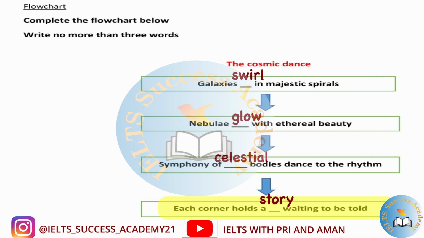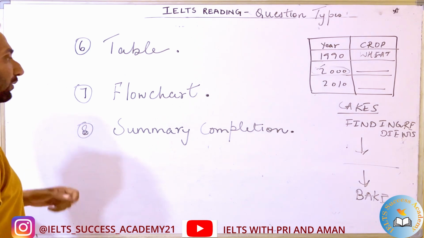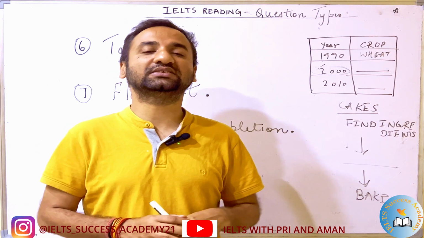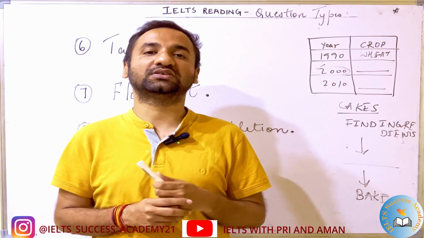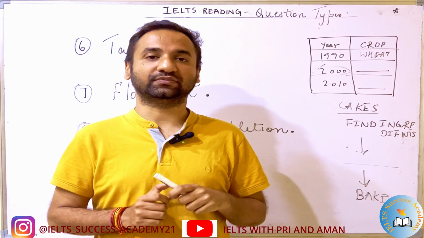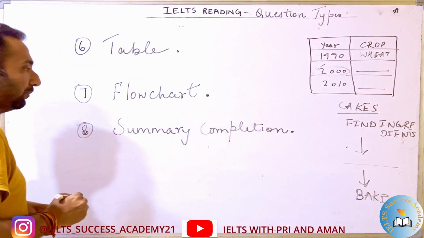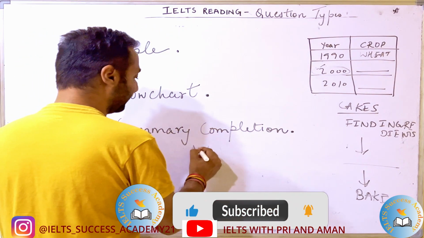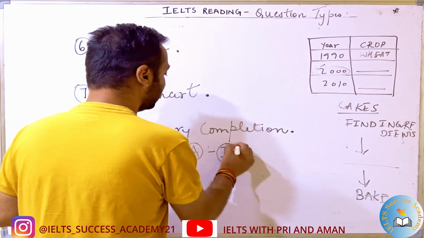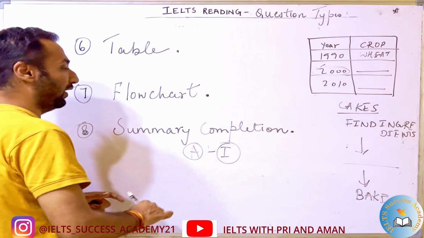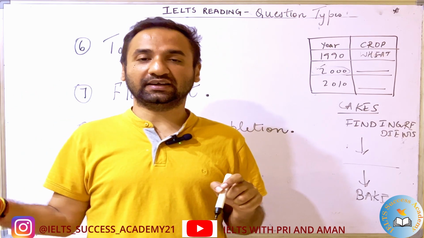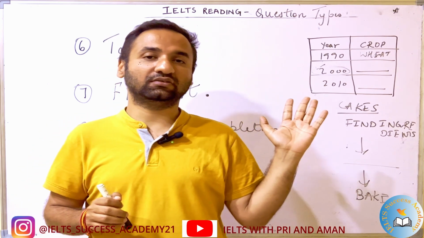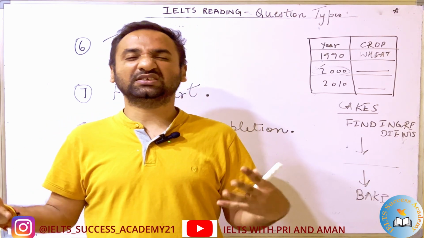So this was flow chart. The last is summary completion. In summary completion, it is basically like filling the blanks, but you will be given options and you will have to choose the correct option. Also in summary completion, you will have instructions sometimes where you have to fill in the correct letter. So the instruction might say fill in the correct letter from A to I. So you have to write the correct letter corresponding to the alphabet. Okay, we'll take a look at the examples and we'll understand them further.